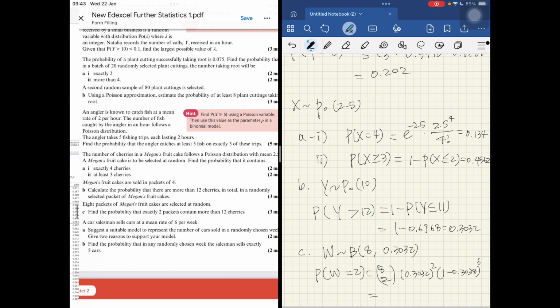This is cumulative. So A to C: 8C2 times 0.3032 squared times 0.6968 to the power of 6, which is 0.295.